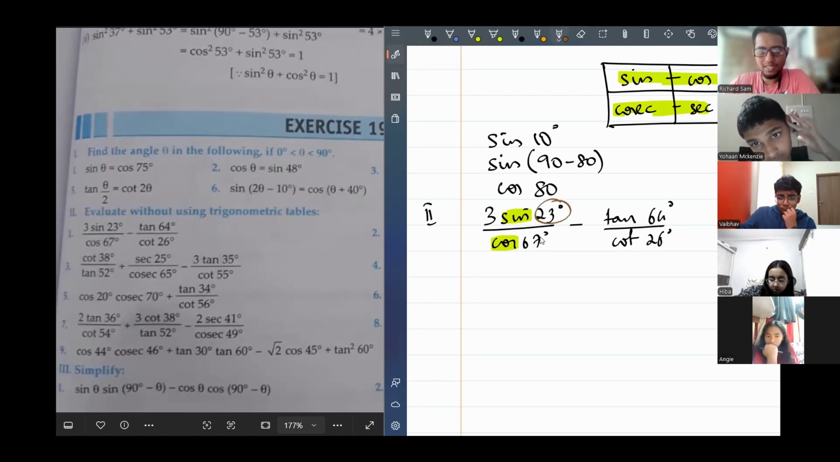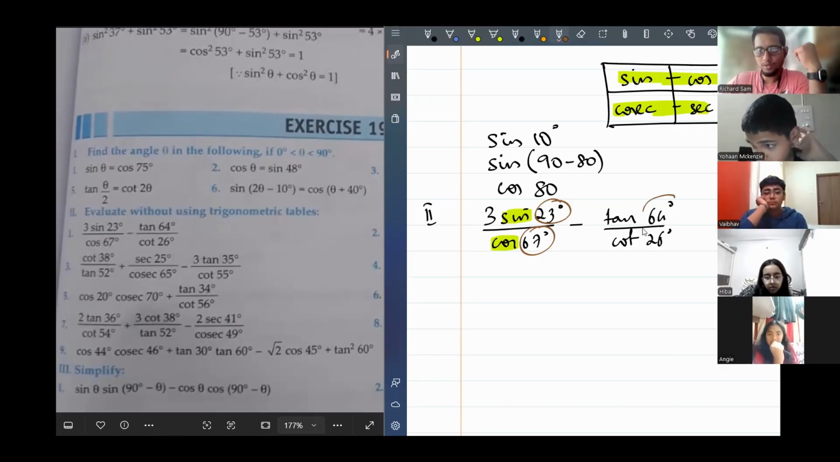Here we have 23 and 67. When you add these numbers, what are we getting? 67 plus 23 is how much? It's 90. Right. Those angles should add up to 90. So that's a hint that we can make them same. Here also we have these two numbers, 64 and 26. When you add them up, we get 90.